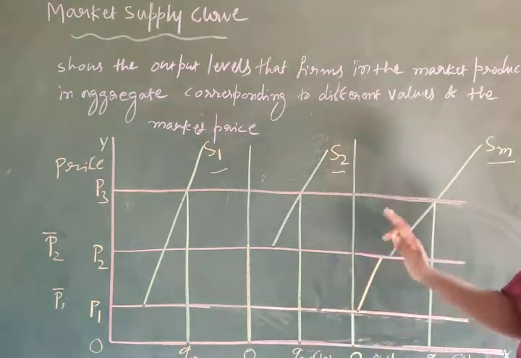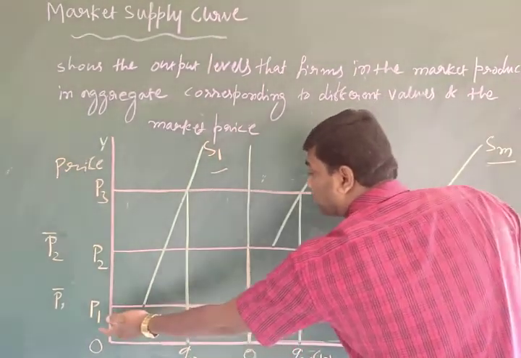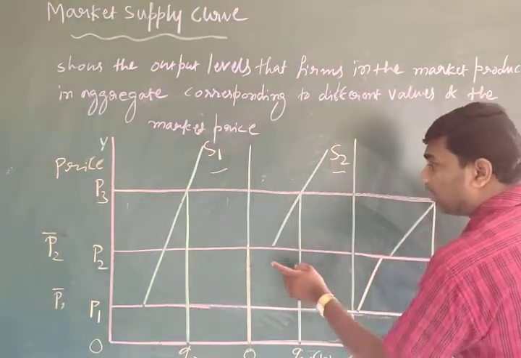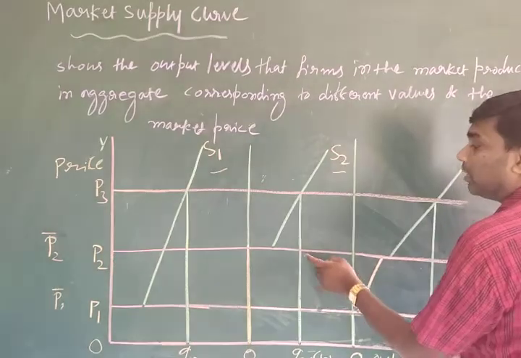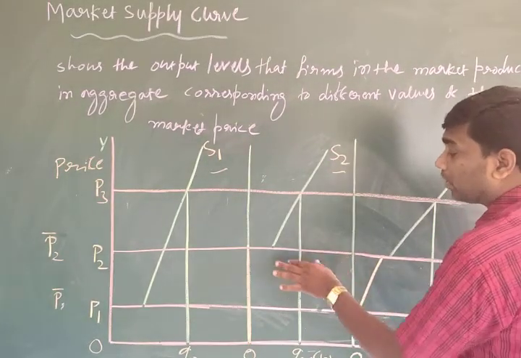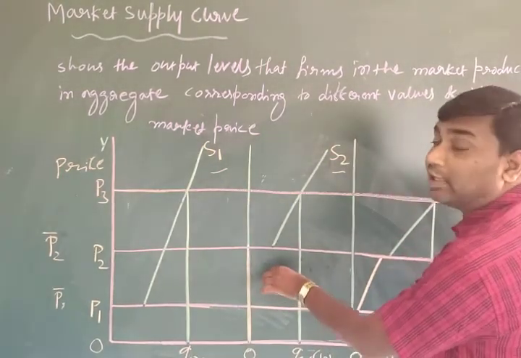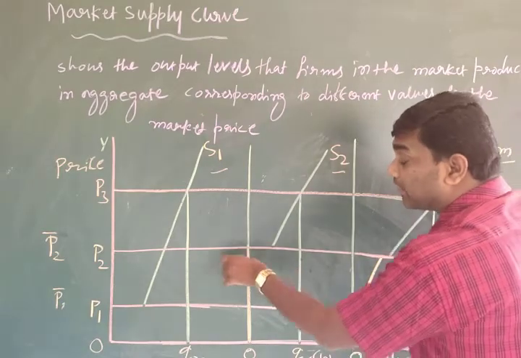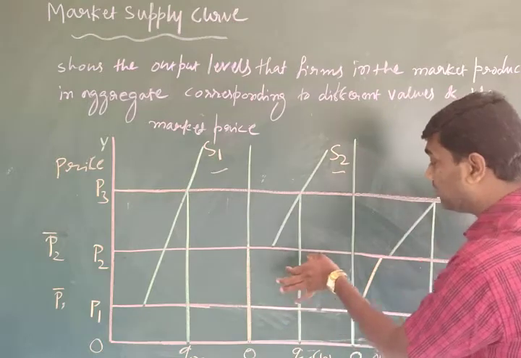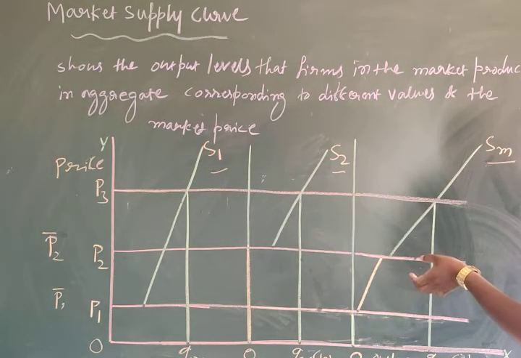both firms choose not to produce any amount of goods and services. You can observe here, at the price P1, the firm is not ready to produce. Even when the price is P2, here also it is not ready to produce any goods and services. Below this, any firm is not ready to produce, as we can observe from firm 1 and firm 2. Hence, the market supply quantity is 0.